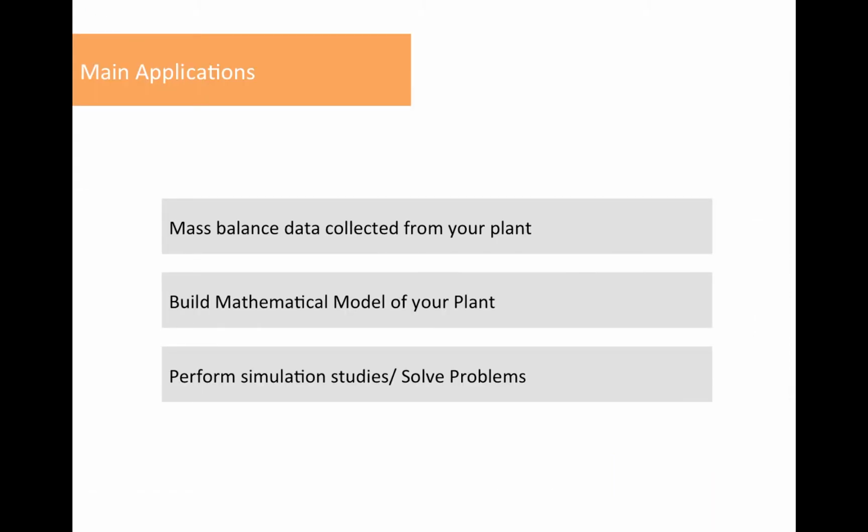There are three main applications of the MetSMART software on your grinding and flotation plant. Firstly, you can use MetSMART to mass balance data collected from your plant, and this can be used on a daily basis. Secondly, you can use MetSMART to build a mathematical model of your plant. This is a very important process if you want to make informed decisions about variable changes on your plant in the future. And thirdly, you can use MetSMART to perform simulation studies. And the purpose of the simulation studies is to diagnose potential problems and receive advice on how to solve them.